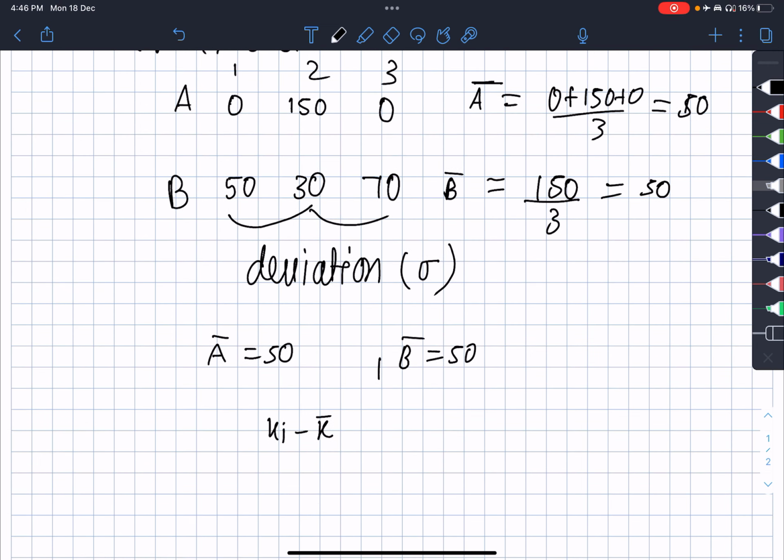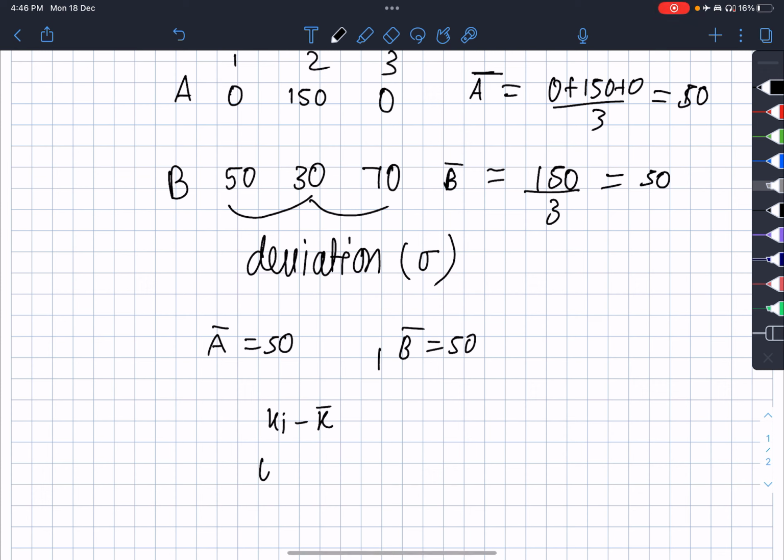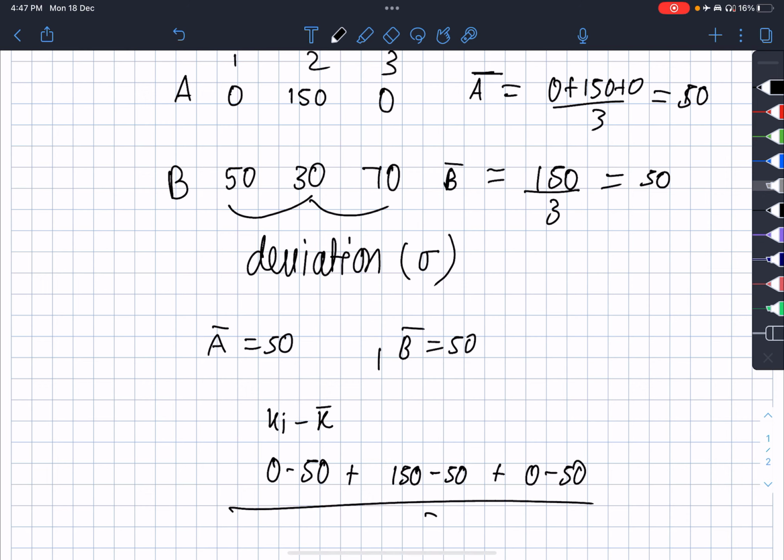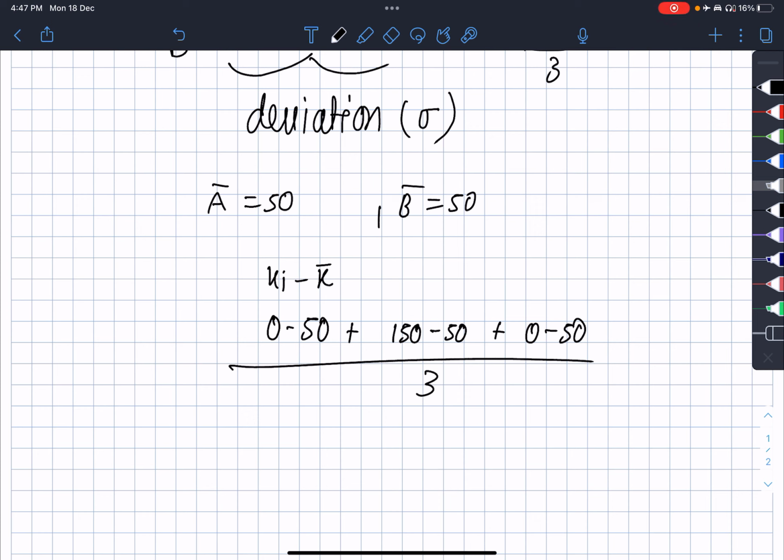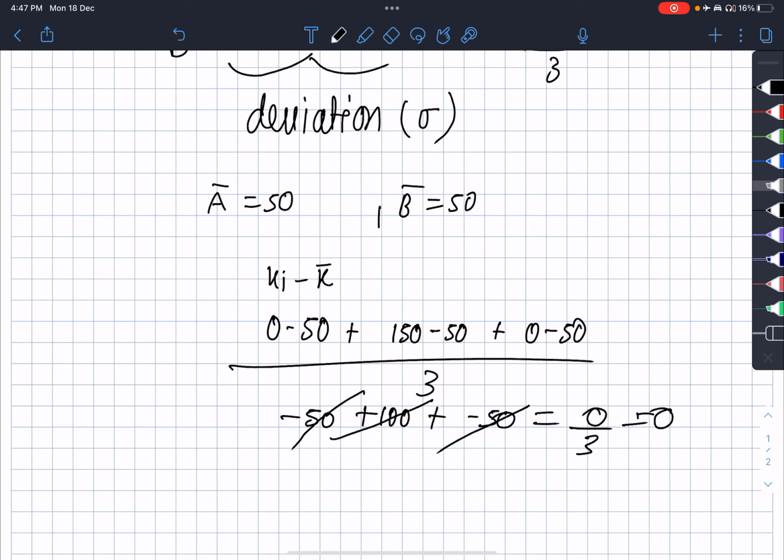Let's take the deviation. x1 is 0, so 0 minus 50, plus 150 minus 50, plus 0 minus 50, by 3. Which is minus 50 plus 100 plus minus 50. It cancels out. What is it? 0.